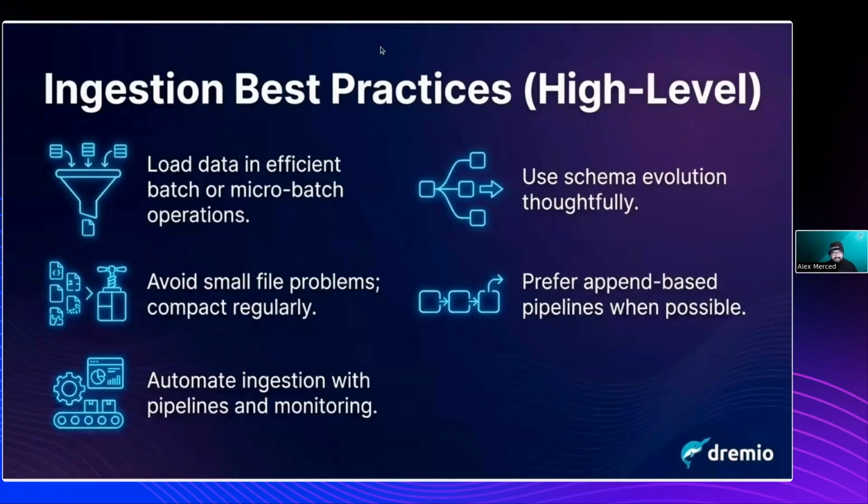So, ingestion best practices on a high level, things you want to do. One, you want to load data in efficient batches, ideally. Not every time are you going to be able to do data through batching, meaning instead of just loading it as data comes in, you wait a little bit and you do chunks of data at a time, like maybe every hour, every day, every week, every month, depending on the data you're working with and how often you have new data. But you basically want to think through when you are getting critical amounts of data to then load into the Iceberg table.